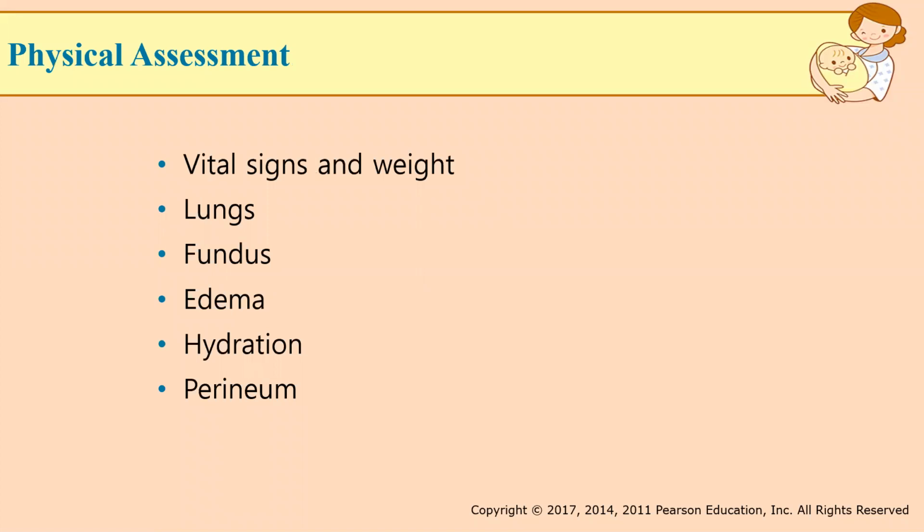We'll need to get vital signs and weight. We always check lungs, make sure there's no problems. Her fundus needs to be checked for size. We need to check for contractions and palpate the strength of those contractions. Look for edema, not just in the feet and legs, but in the hands and face. Her hydration status should be assessed, and her perineum should be assessed, such as a cervical check for dilation and effacement.